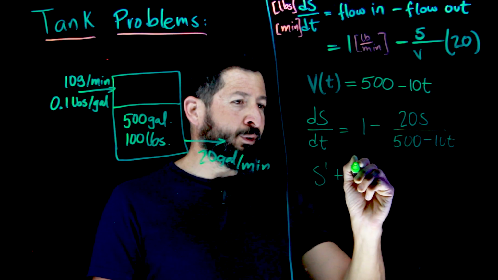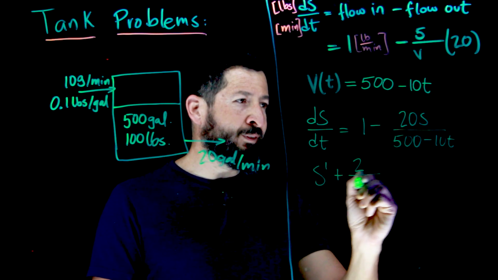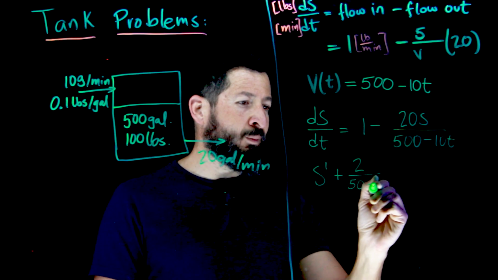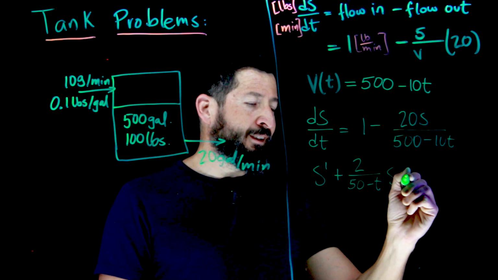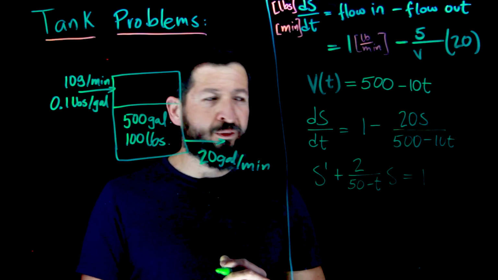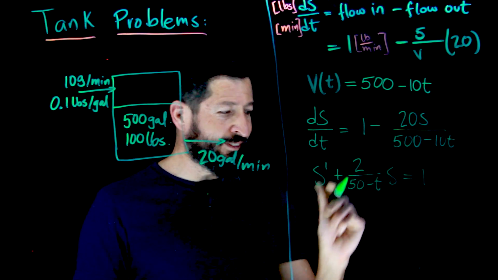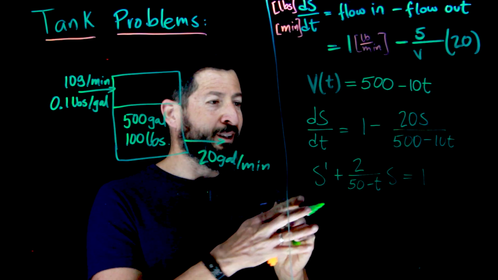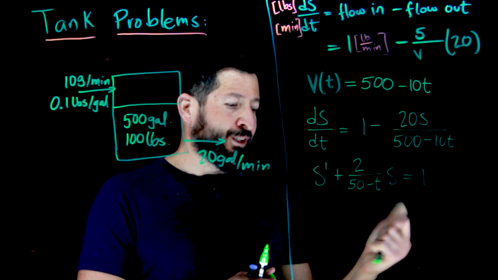So maybe we're going to write it as 2 over 50 minus t, S equals 1. So that's the form of it. I think this one is even more invisible because it's finer. So I'll go ahead and get back to the one that I had.